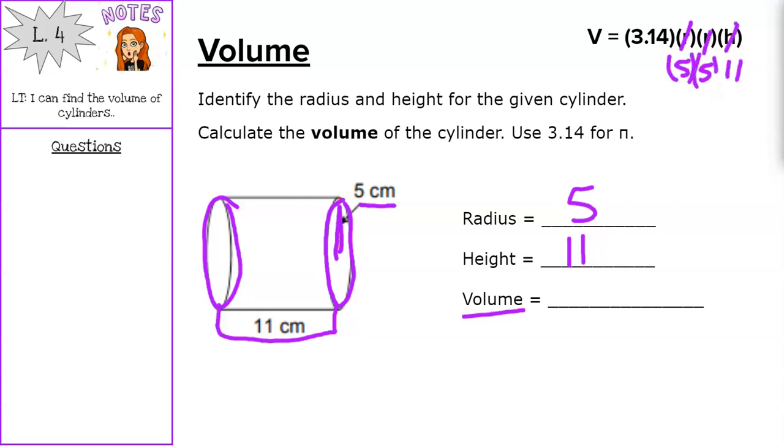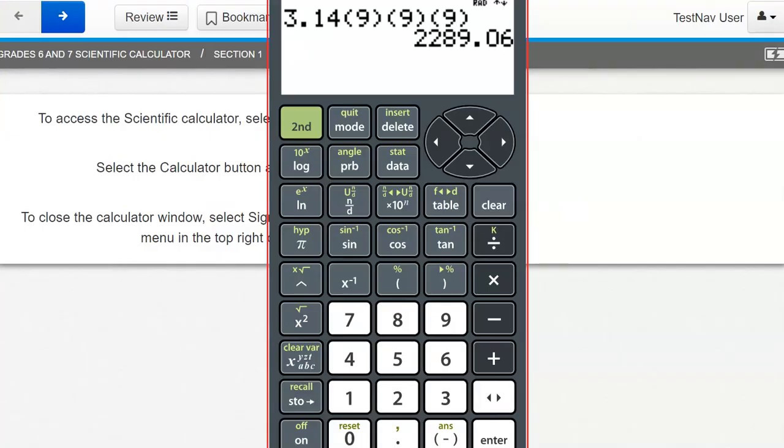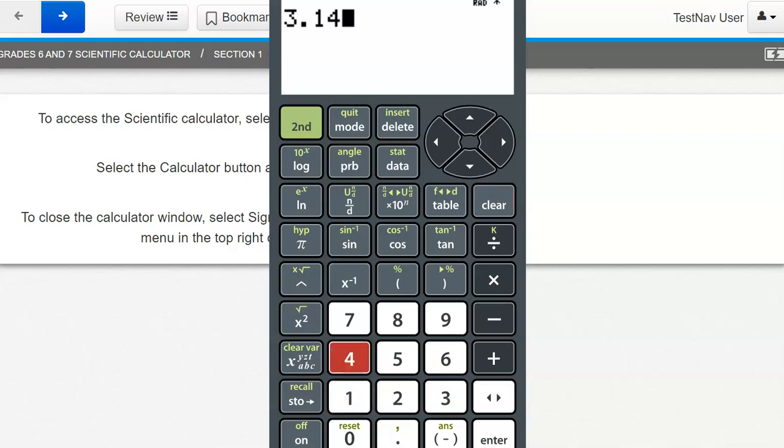We're going to put parentheses around each of those numbers. And then at the beginning, we'll put 3.14, because remember, 3.14 is what we use for pi. Use our calculator to calculate that. We have 3.14 times 5 times 5 times 11.